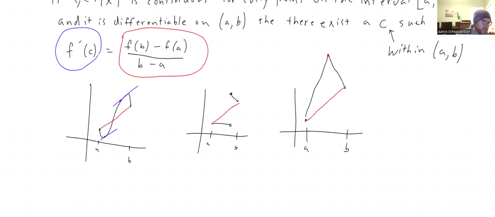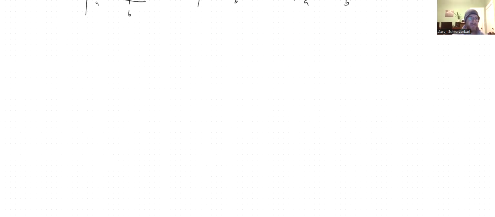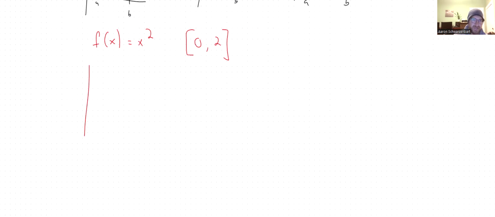So how do I apply it? Well, I've got a function f of x equals x squared, and I have an interval 0 to 2. That function is continuous on that interval, and it's differentiable. Its graph is going to look like this, goes through the points (0, 0) and (2, 4), and we know it curves up.